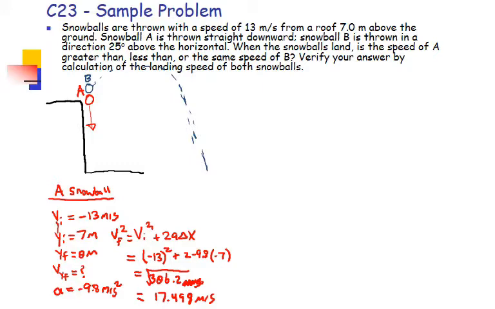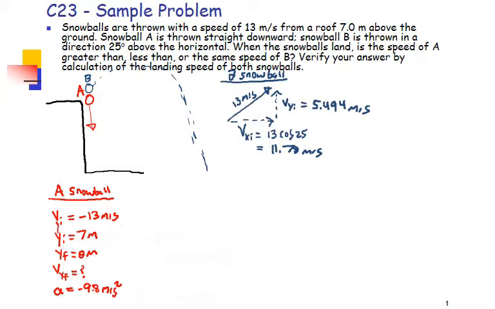Let's go ahead and take a look at snowball B here. So what we're going to need to do is break up our velocity in the x and y, because they obey different equations of motion. And the x, it's going to stay the same x velocity the entire time, but in the y, it's going to be 5.494. So what I want you to do is go ahead and solve for the final y velocity using the constant acceleration equations, and then what we're going to do is bring that together with the x to determine the overall speed.